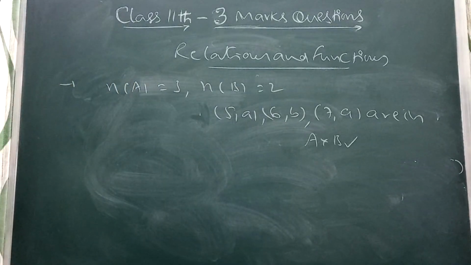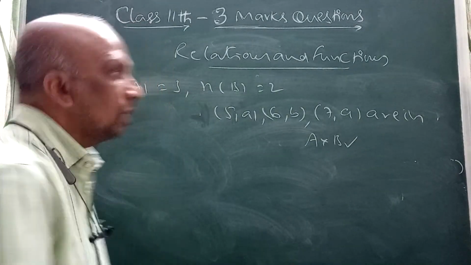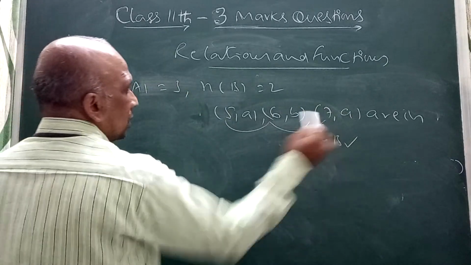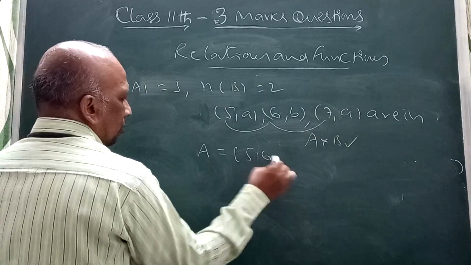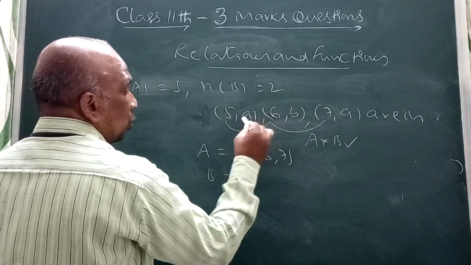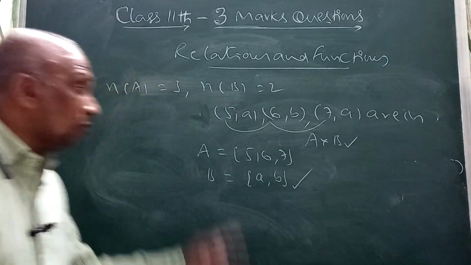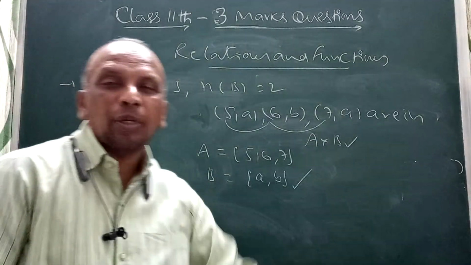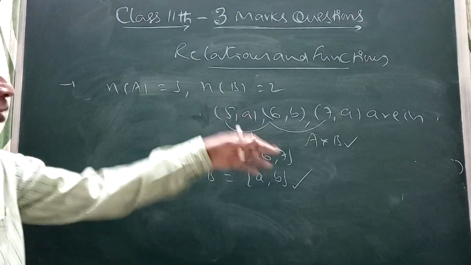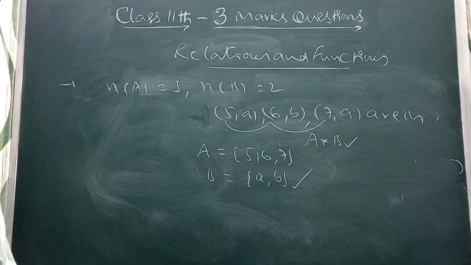Then write the sets A and B. So what are the elements of B? These are the elements of A cross B. Since A has 3 elements, A is the set {5, 6, 7}. And B has only a, b. Why? Because only 2 different elements are there, only a and b. Then after writing A and B, they will ask you to write A cross B completely, or write the remaining elements of A cross B. They will ask like this. In total we have 6 ordered pairs in A cross B. Correct. So these are the types of problems they will ask.